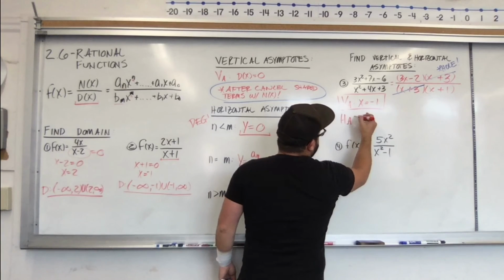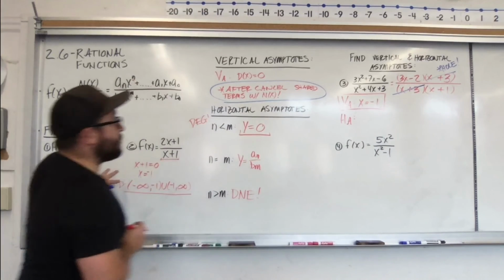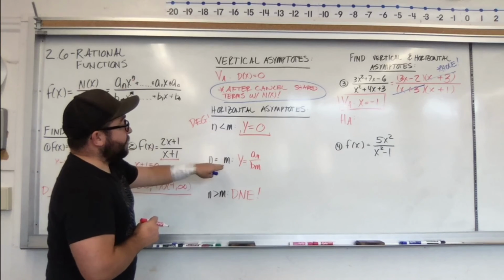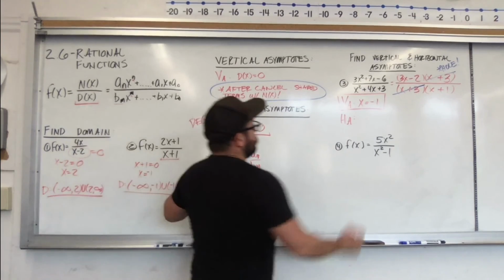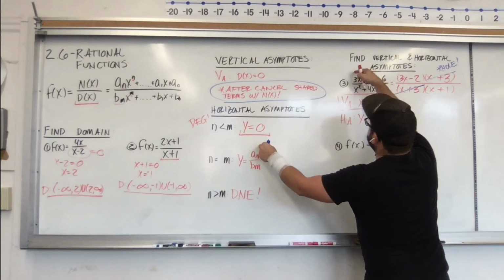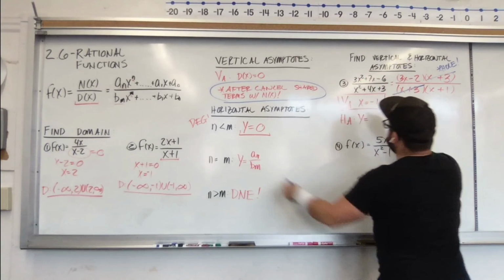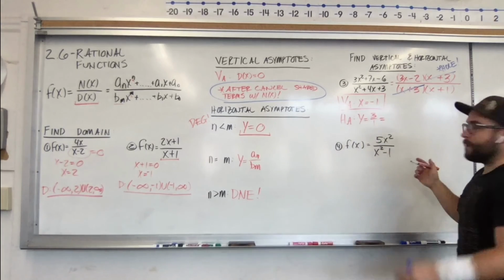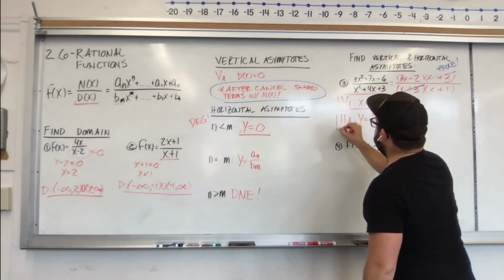Now for horizontal, just like our other two cases we already talked about, the degree is not smaller up top. In fact, they are equal. So we have y equals the top leading coefficient of 3 over the bottom, which is 1. So y equals 3 over 1. Or we can simplify that. Just y equals 3.